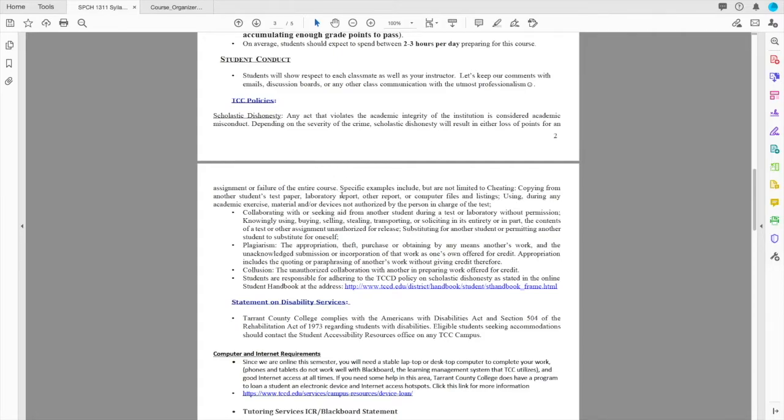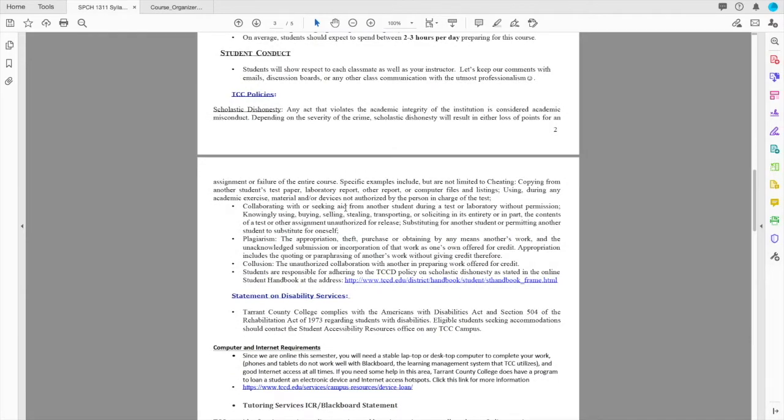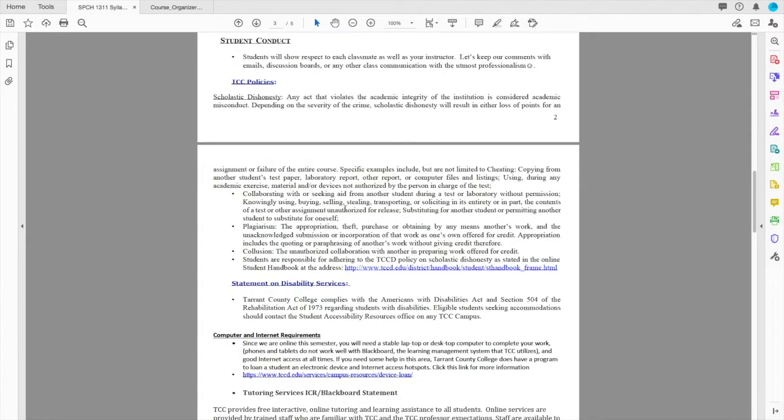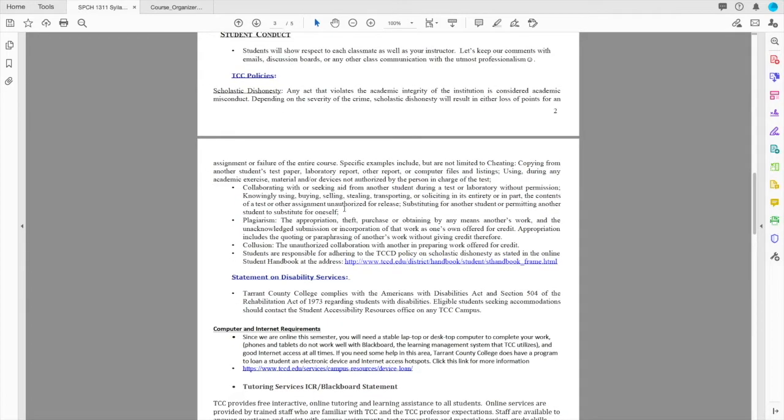Please read this later on, but make sure that when you give your presentations, you're required to use outside sources, and also your written projects, you're required to use outside sources. You must give credit to those outside sources. So make sure you give credit to those sources, and you cite those sources.